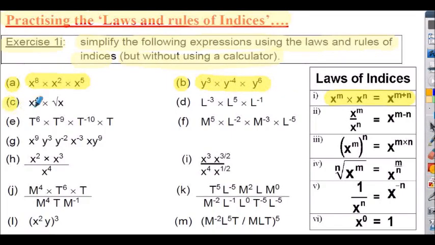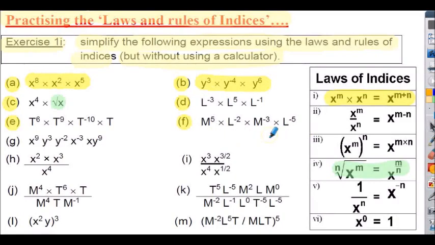Part C is a first law problem, but notice it also involves the fractional indices, so it needs this rule here for writing a third in terms of a fractional index. So basically the square root of x is written as x to the half, but then we apply the first law. So questions D, E also require the first law. Question F is a first law problem, but note there are different quantities here. We have an M and an L quantity.